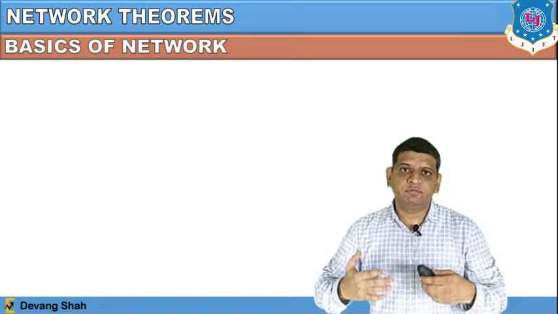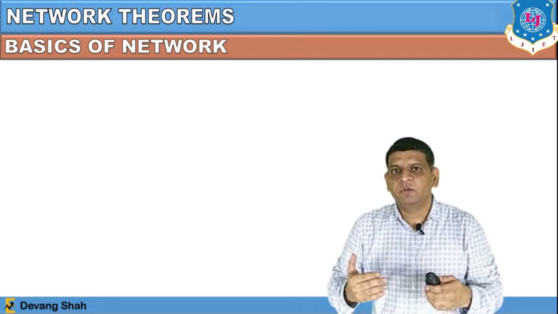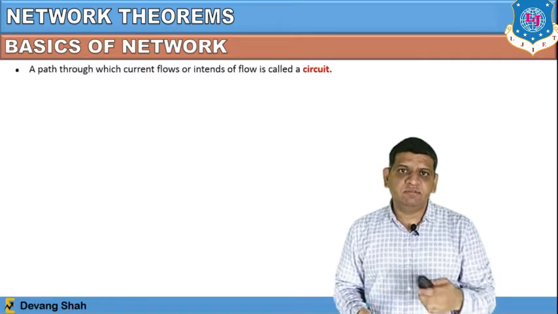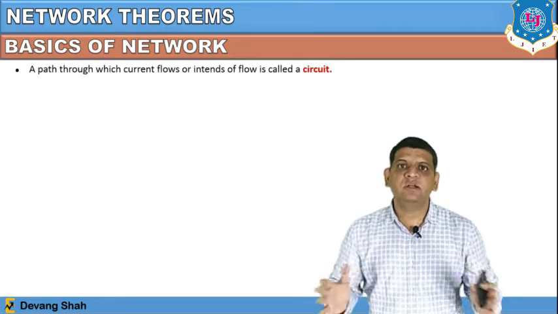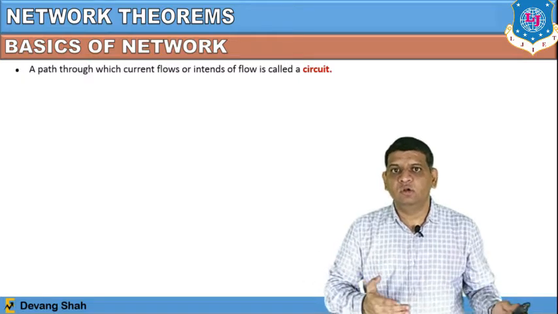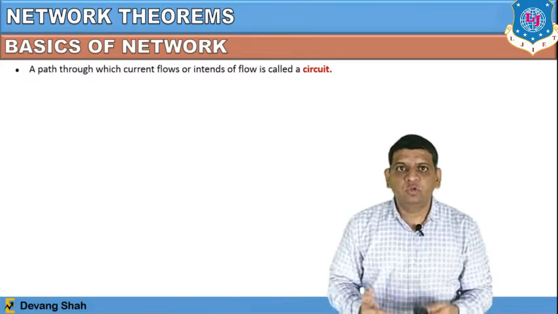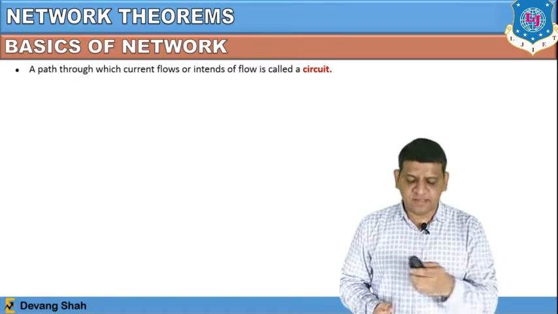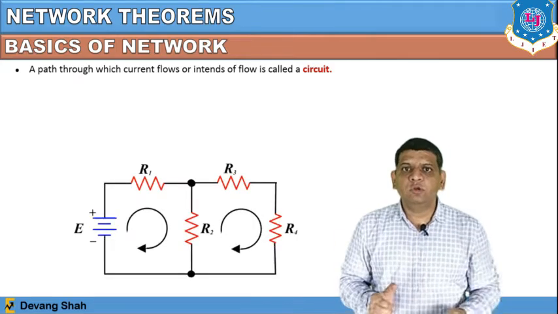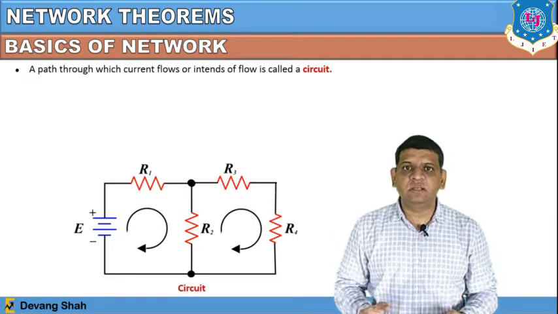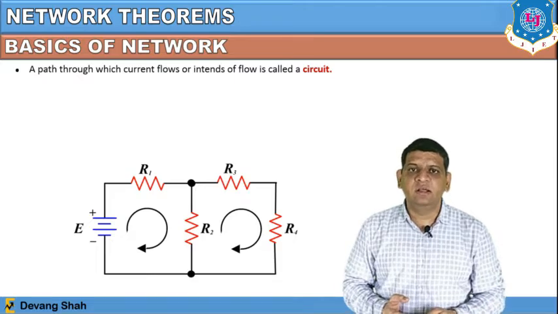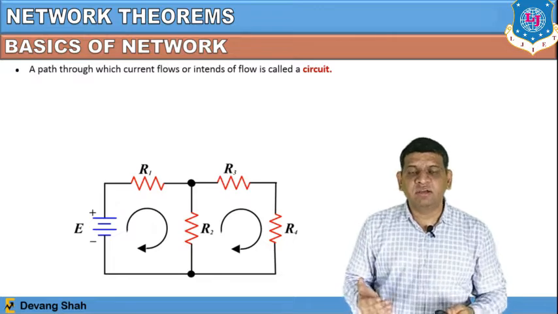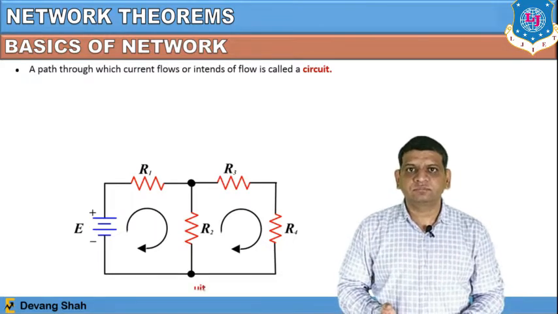First we go through the basics of a network, and we have to learn some important parameters. The first parameter is the circuit. A path through which current flows, or intends to flow, is defined as a circuit. Now this particular part is a circuit. You can see there are four resistors connected with a voltage source. The complete design we consider as a circuit where current must flow through a closed path.